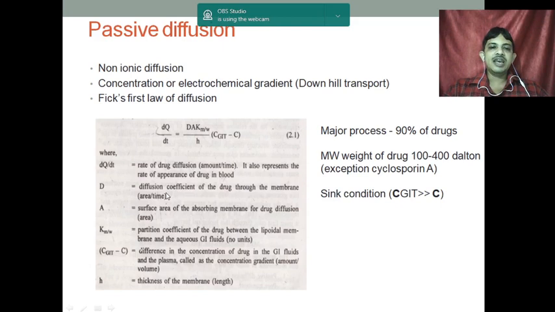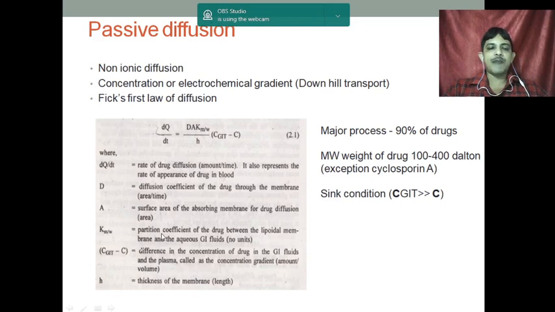Now D means the diffusion coefficient. It is the diffusion coefficient of the drug through the membrane, which is area by time. Next is A, the surface area. It is the surface area of the absorbing membrane of diffusion, that is the area. Next is Km/w.